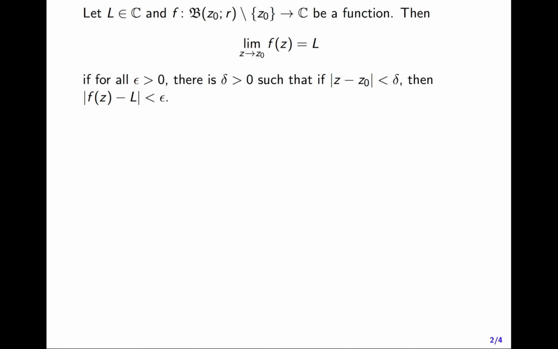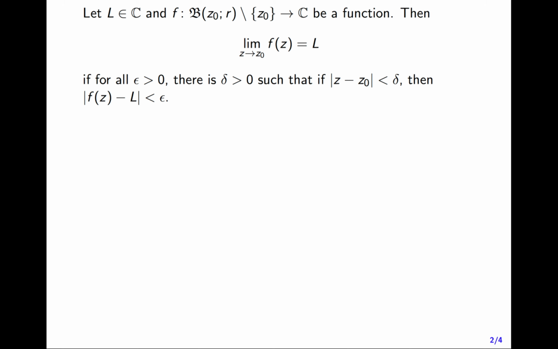Now with this notation, we can define the notion of a complex limit. Say we have a number L in the complex plane and a function f defined on the ball B of z0, r, possibly not including the point z0. So f is defined for all complex numbers arbitrarily close to z0, but it doesn't have to be defined at z0. And then we say the limit as z goes to z0 of f of z equals L if for all epsilon greater than 0, there is a number delta greater than 0 such that if the modulus of z minus z0 is less than delta, then the modulus of f of z minus L is less than epsilon.